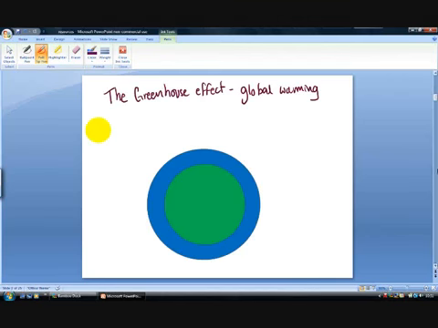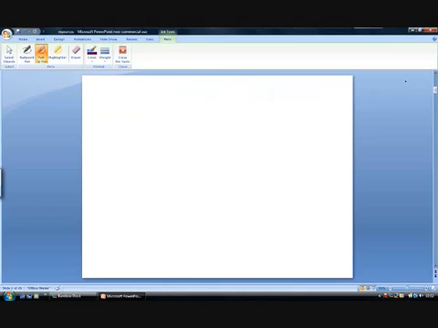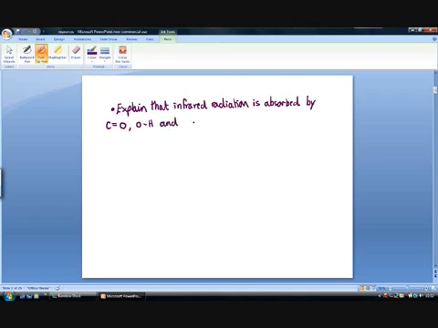Okay, this section is about resources, which is an important unit, and we're going to talk about global warming to begin with. Now, the idea of all this is to be able to explain that the infrared radiation is absorbed by the C=O, the OH bond and the CH bonds in carbon dioxide, water and methane, and how these contribute to the phenomenon known as global warming.